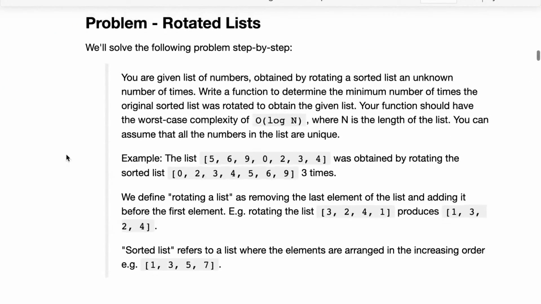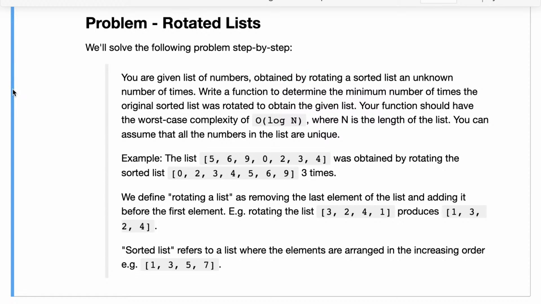So moving along, this is the problem we are looking at here. You are given a list of numbers obtained by rotating a sorted list an unknown number of times. Okay. So we have two new terms here, rotating a sorted list. And don't worry if you don't know what that means. Normally, if you see any new terms in a problem, they will be explained somewhere within the problem itself.